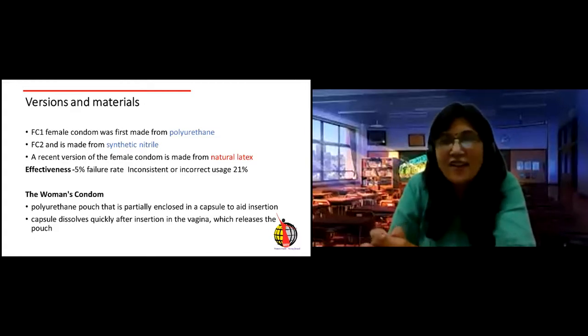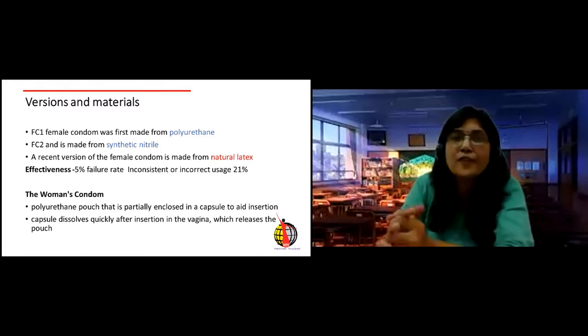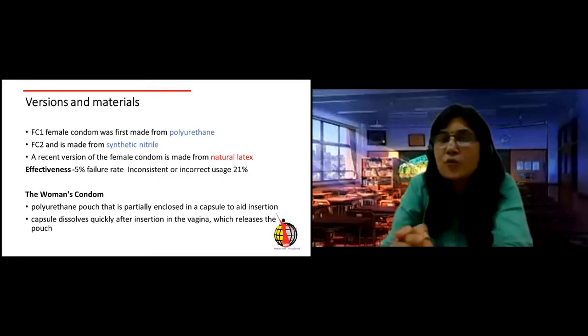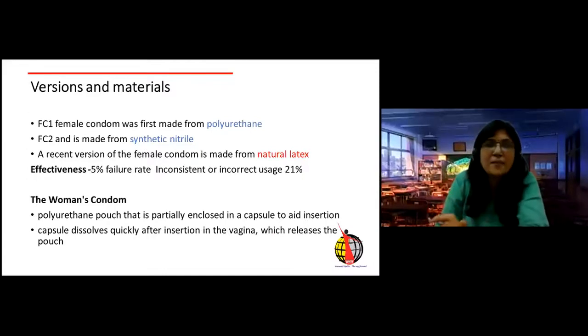So FC1 and FC2, these are the two generations of female condoms which you should know about. The first generation was made of polyurethane, second generation was made of nitrile. So these are the certain questions that may be put to you. And a recent version of the female condoms is also made of natural latex. Effectiveness, 5%. Inconsistent or incorrect use may even have a very high failure rate up to 21%.